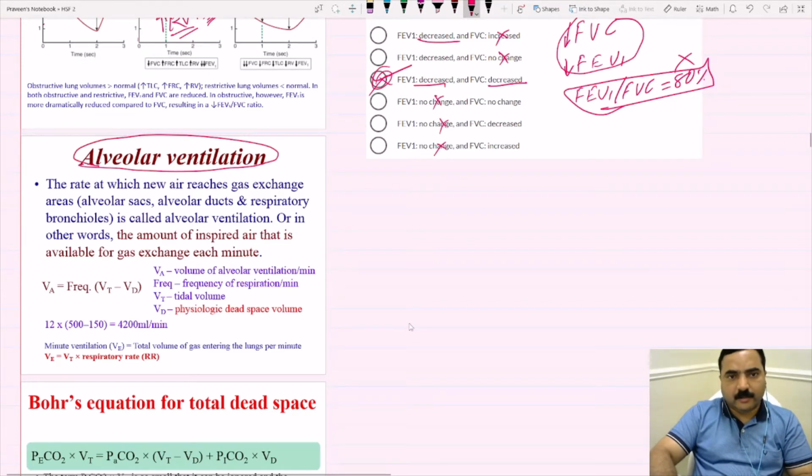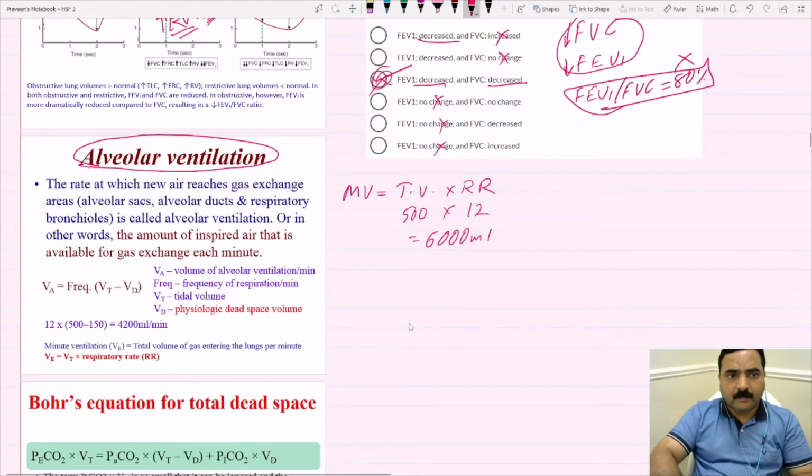So let me talk to you about the minute ventilation. Minute ventilation is the tidal volume multiplied by respiratory rate. That means in 1 minute, how much air is coming into the lung. So that is the minute ventilation, which is normally equal to, say, a tidal volume of 500 ml, with a respiratory rate of approximately 12, which is around 6000 ml.